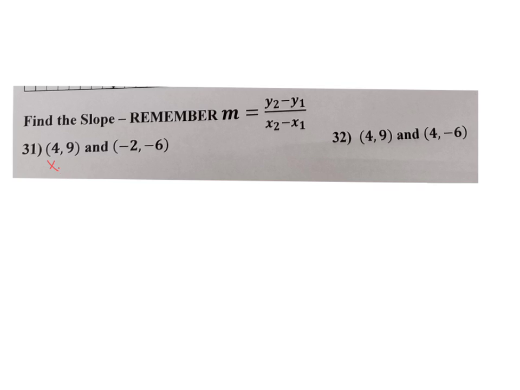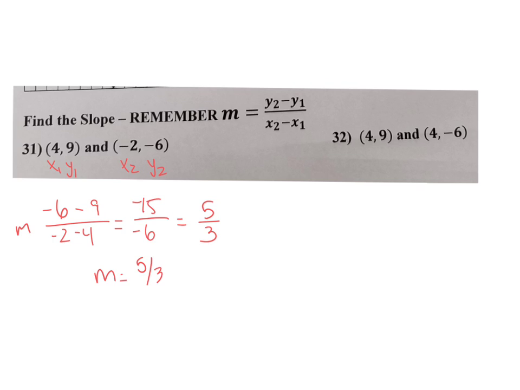This is going to be x1, this is going to be y1, this is going to be x2, this is going to be y2. I'm going to plug it into these formulas. So I'm going to put negative 6 minus 9 all over negative 2 minus 4. So the top's going to become minus 15, all over negative 2 times minus 4, which is going to be negative 6. Negative is positive. I simplify the fraction and end up with 5 thirds. So my slope equals 5 thirds.